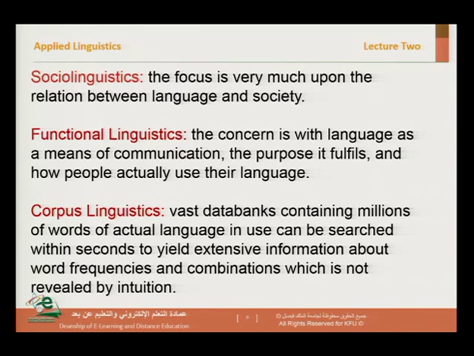Vast data banks containing millions of words of actual language in use can be searched within seconds. You can find instances or examples of how language is used, how this word is used in context, and in the millions of documents I can search for the word, for example, this phrasal verb, and it will give me an indication of how this word is used. To yield what? To yield extensive information about word frequencies and combinations which is not revealed by intuition. So this would help you to find words easily and to find new combinations that you may not have thought about.